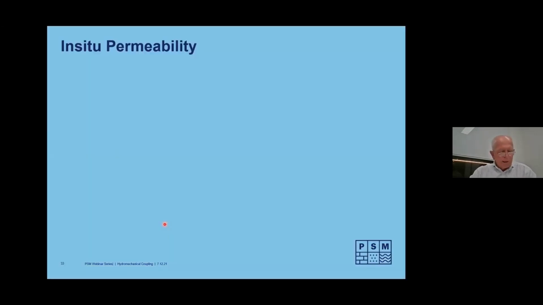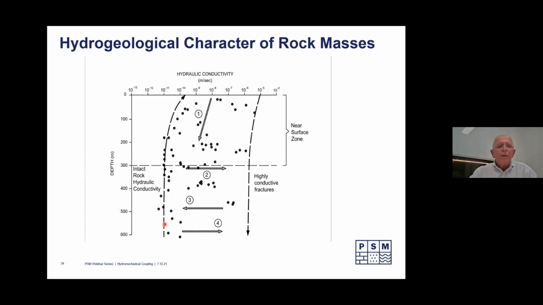Now let's look at in situ permeability. So this is hydraulic conductivity versus depth. This is what naturally happens. These are real measurements from below the ground of hydraulic conductivities. And there's a near surface zone, which in this case is 300 metres. I've seen it 400 or 500 metres sometimes. Sometimes it's only 100 metres.